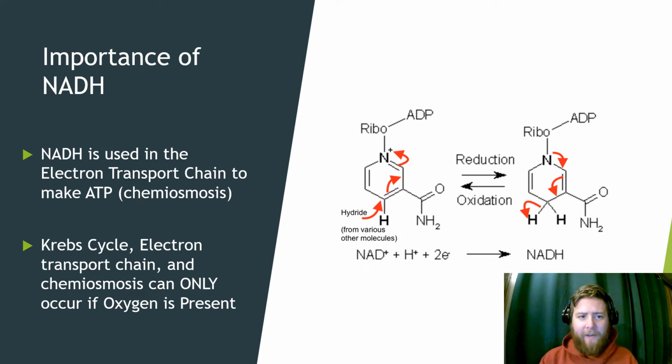Before we jump into it, we need to talk about NADH. It is important because it is used in the electron transport chain to make ATP. So whenever you see us making an NADH or an FADH2, these molecules are high energy carriers. They're going to take these electrons to the electron transport chain, and we're going to use them to make ATP. The Krebs cycle, the electron transport chain, and chemiosmosis can only occur if oxygen is present. We mentioned this before, but oxygen is really, really important to the process.